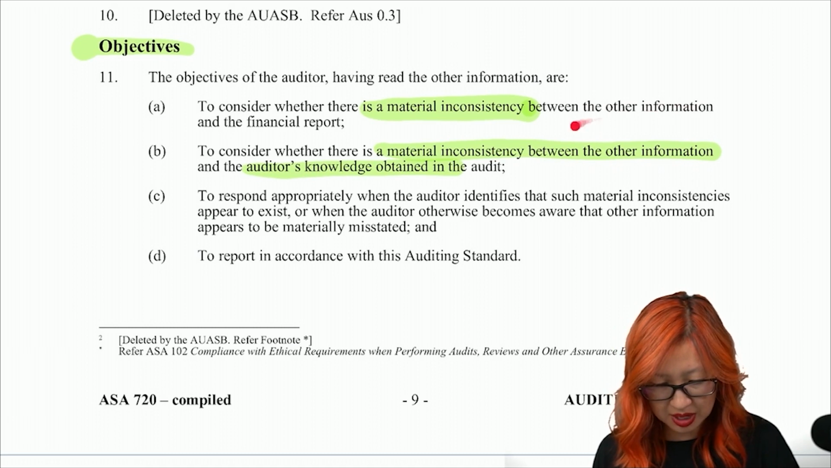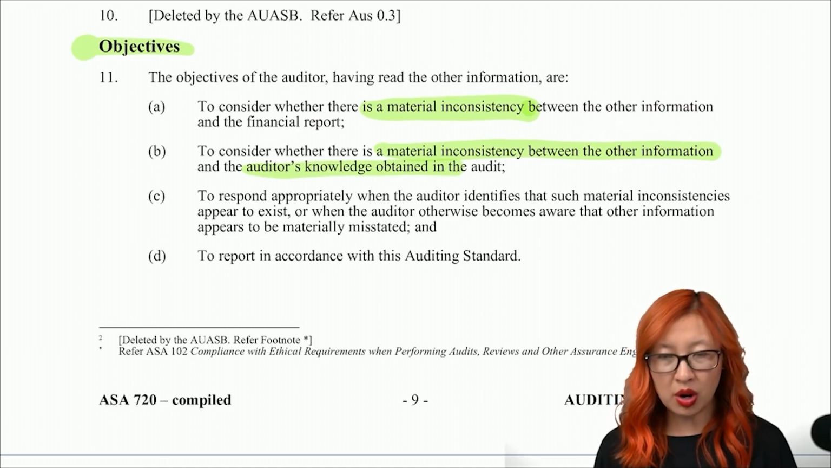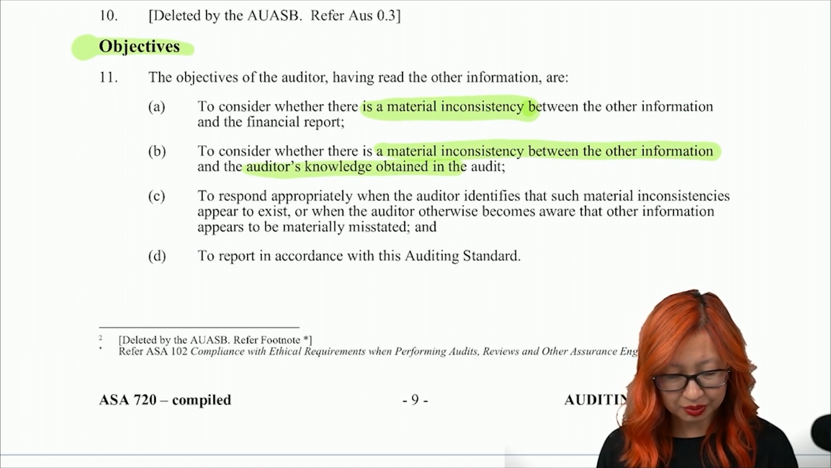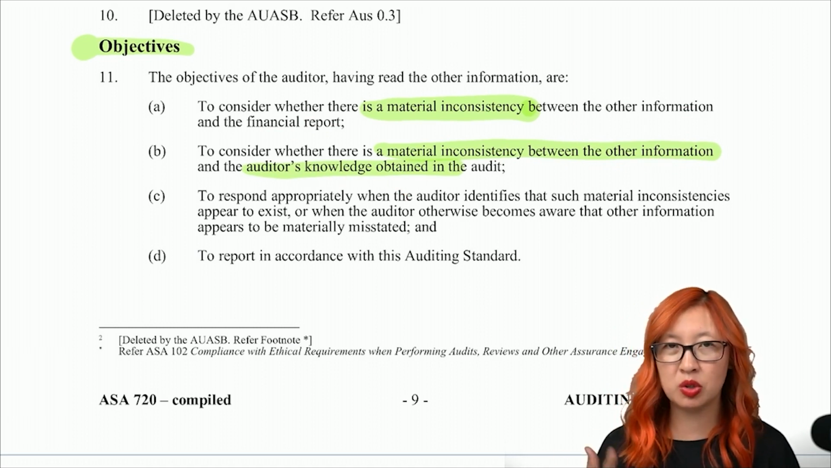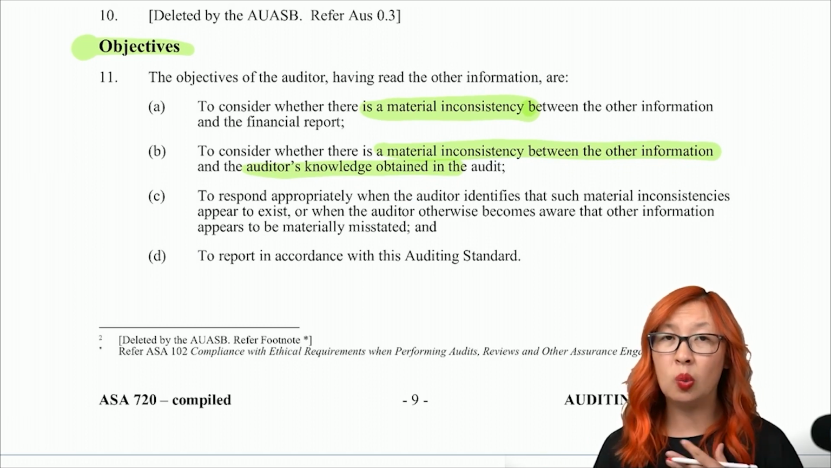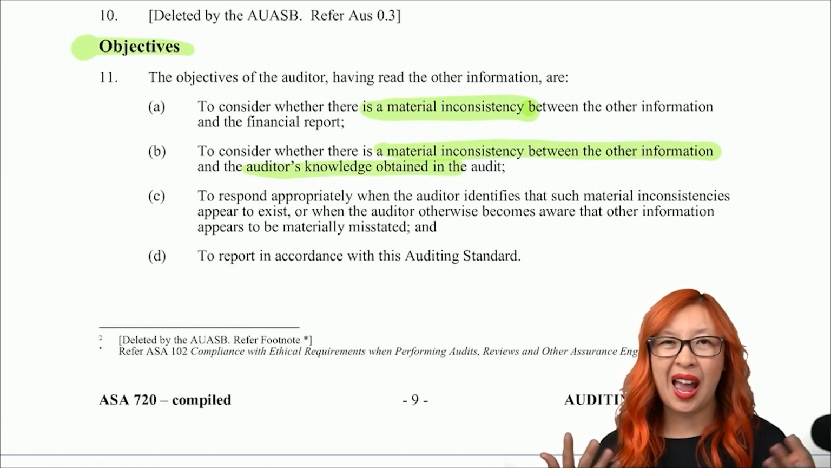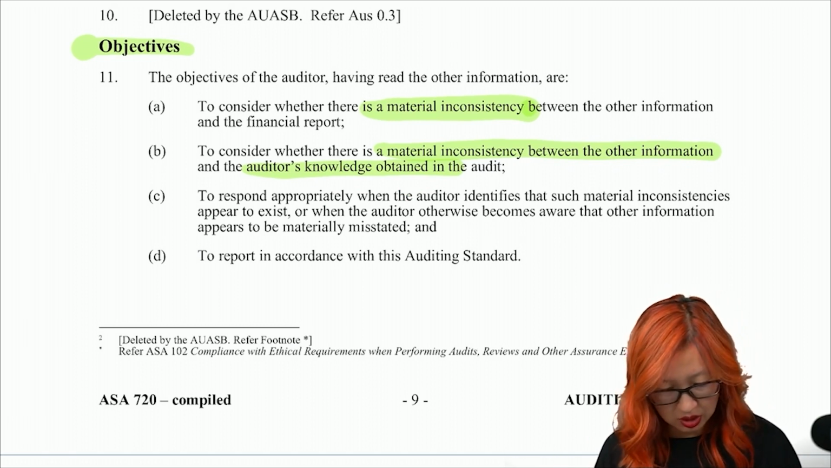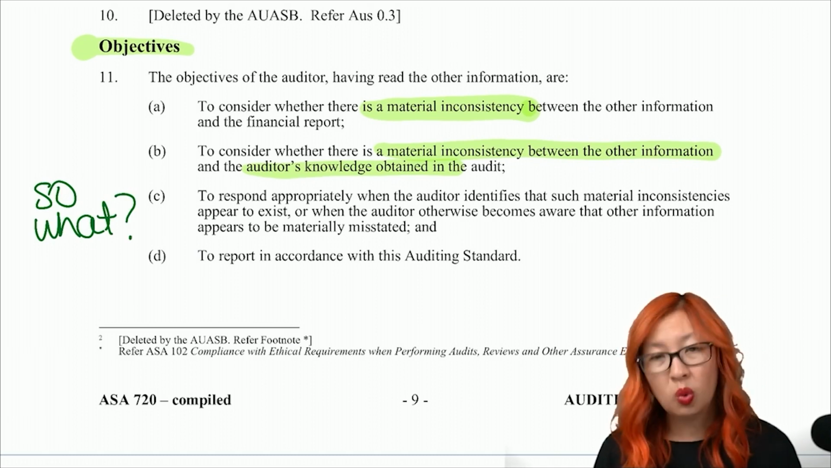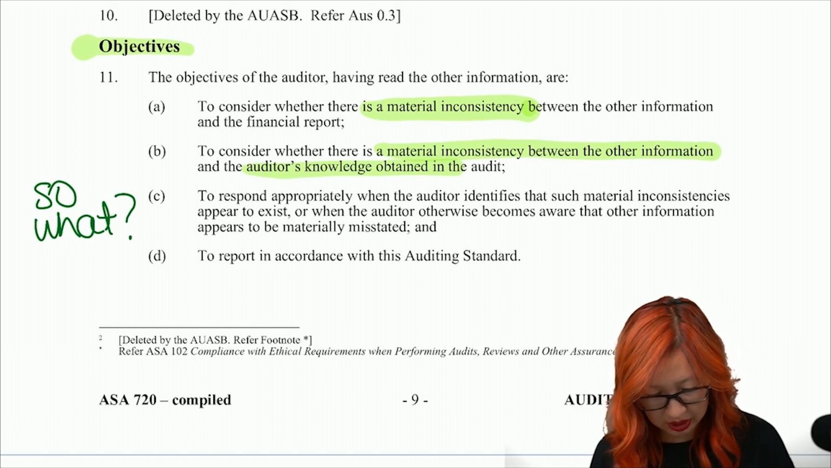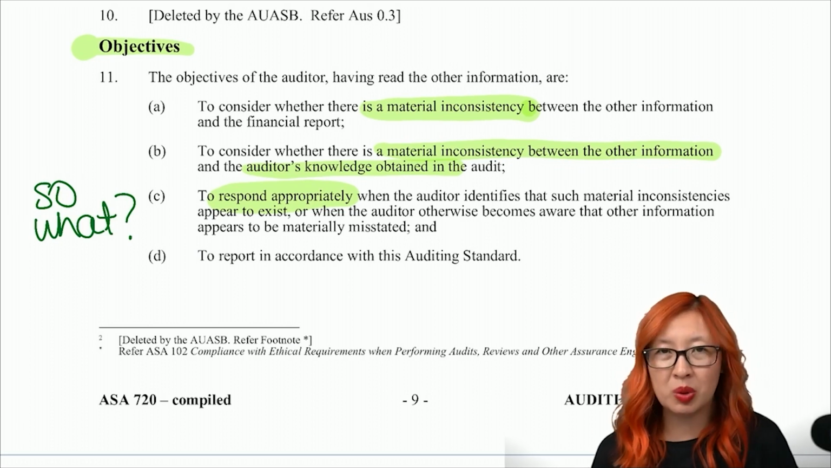Whether there is an inconsistency between information and our knowledge from the audit. So this first one is about other information presented in the report. But what if there is other information that is different to what we know about the company? So it takes into account things that we know that might also not be reported by management. And so then the next part is the so what, part C. We have to, and it says very clearly here, respond appropriately. So what does that mean when we say respond?